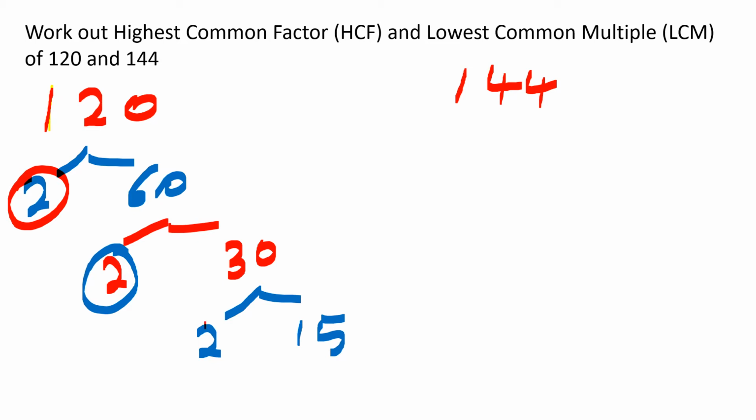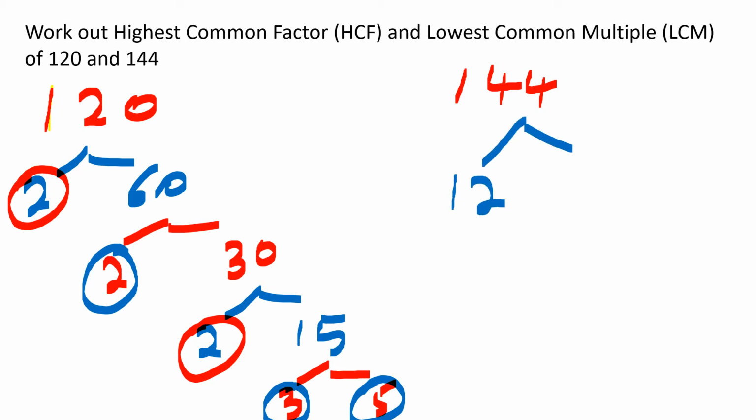Then you circle the 2 again. Now 15. Two numbers you multiply to give you 15 are 3 and 5. They are both prime numbers, so you circle them. Now we do 144.